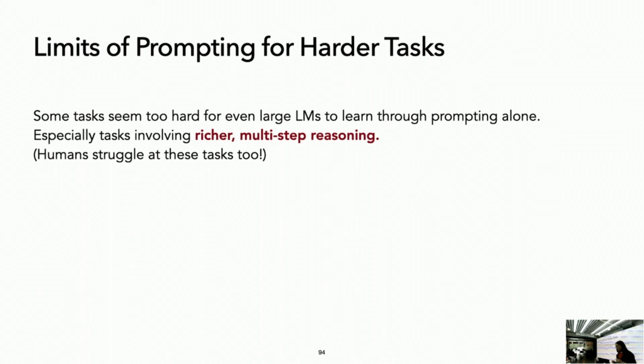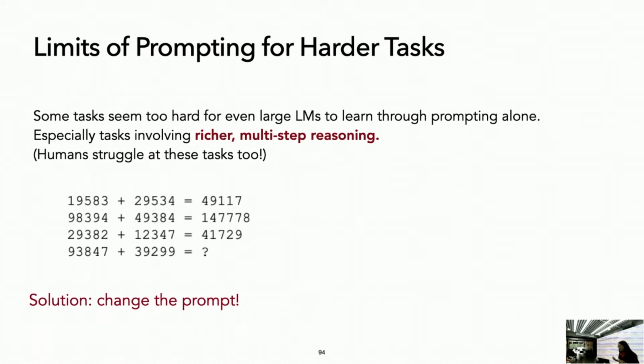Then something happened. Because everyone was doing prompting, researchers found that some tasks seem too hard for even large language models to learn through prompting alone, especially tasks that involve richer, multiple steps of reasoning. The thing here is that humans also struggle with those tasks. So we are going to approach human-level capabilities for many of those, but how? Well, one thing is that if you think about how we do math, if you have a problem, you need to solve it.